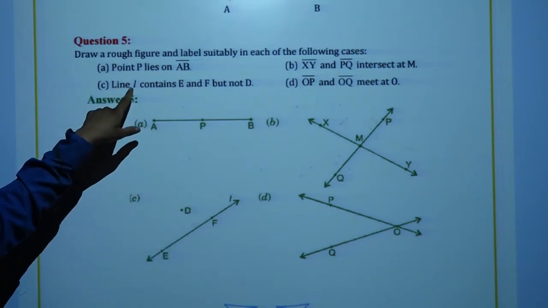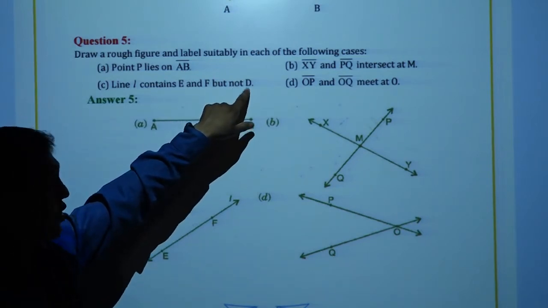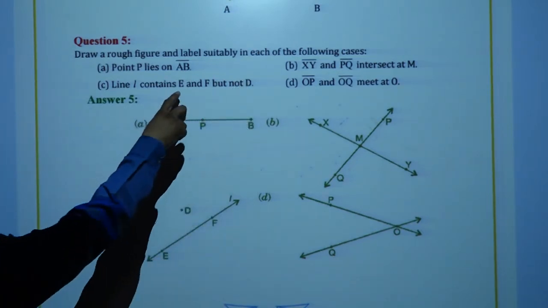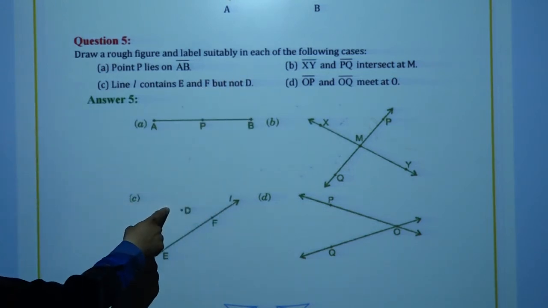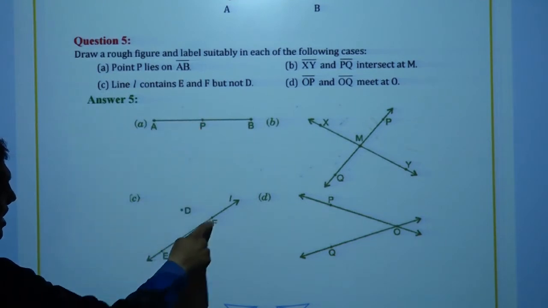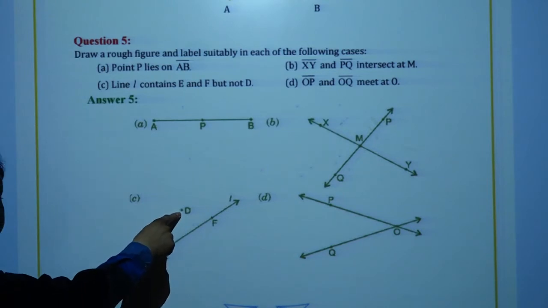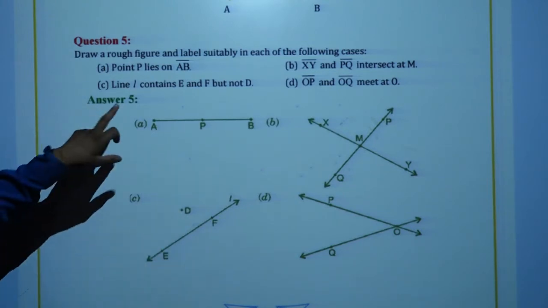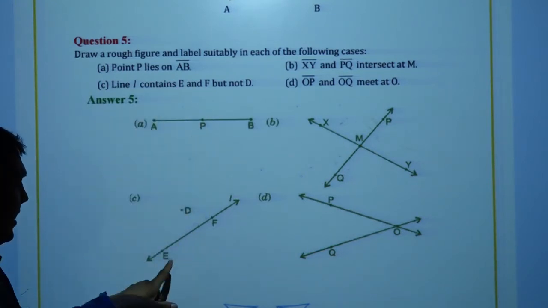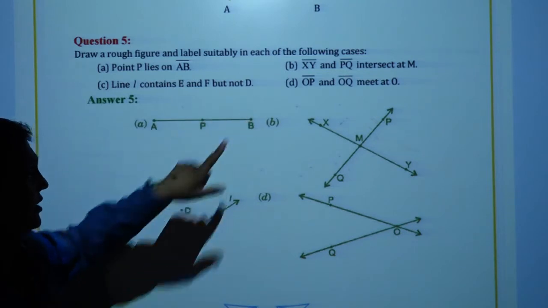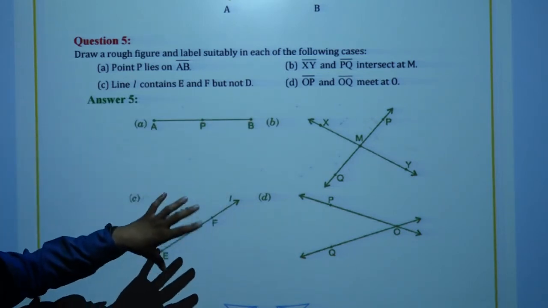Next one. Line L contains E and F but not D. One line is there. On that line you have to show E and F but not D. So D is outside the line and E and F are on the line. This is line L. E and F are on the line and D is outside of the line. Line L contains E and F, but not D. So point D you show outside the line, and E and F you show on the line.